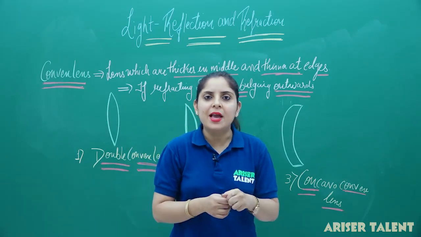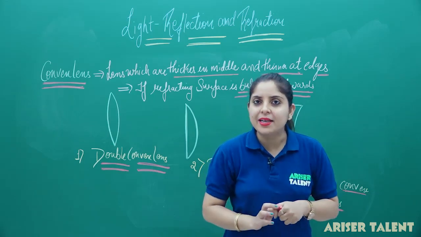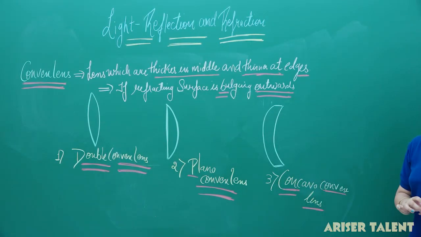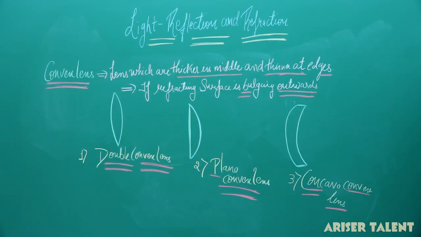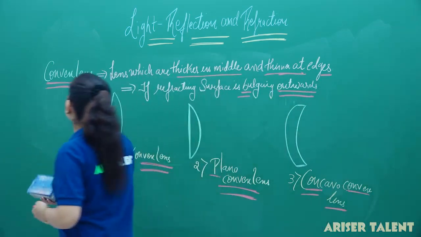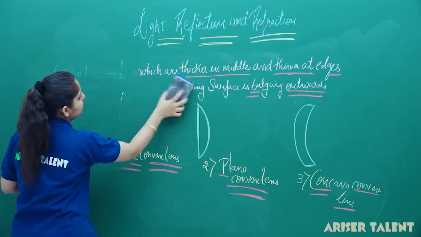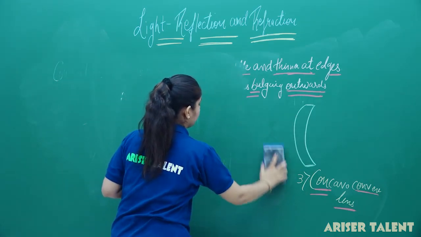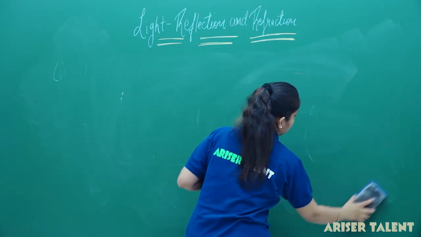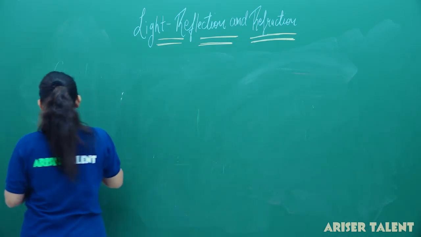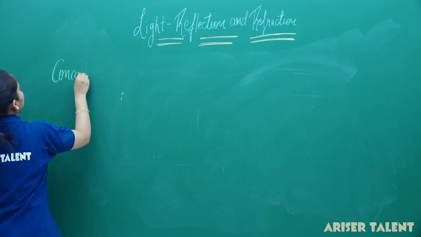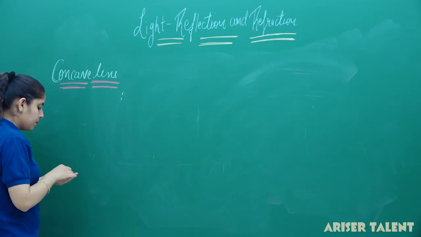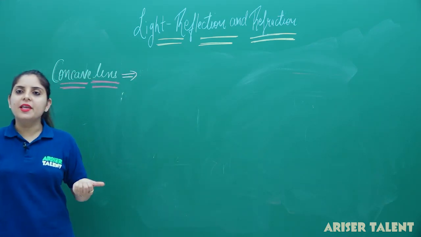Now the second category of lenses we have is the concave lens, which is commonly known as the diverging lens. Now what are concave lenses? Let's see from here, but before that just copy this part from here. The second category of lens we have is the concave lens. Now what are concave lenses?